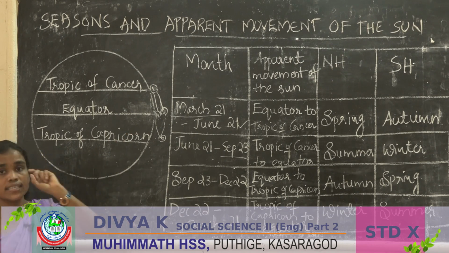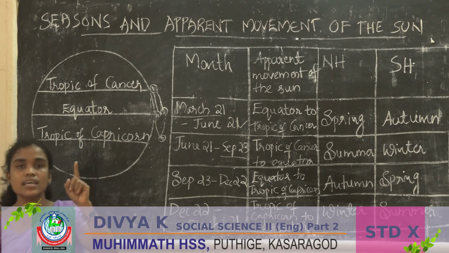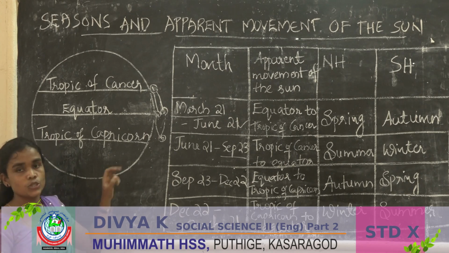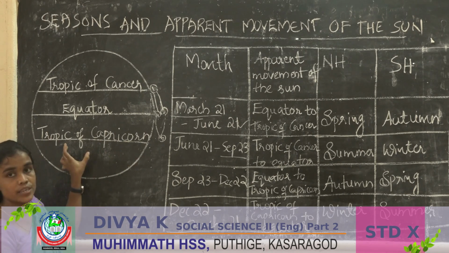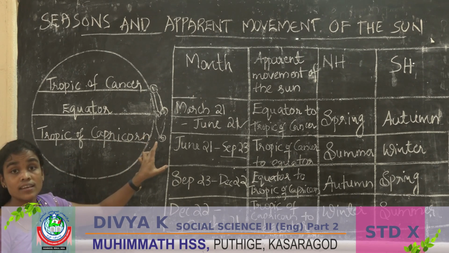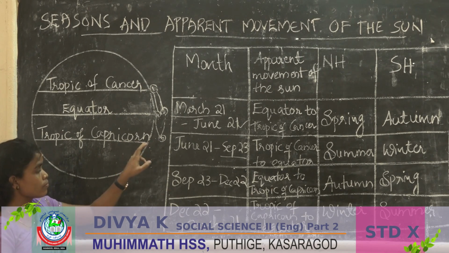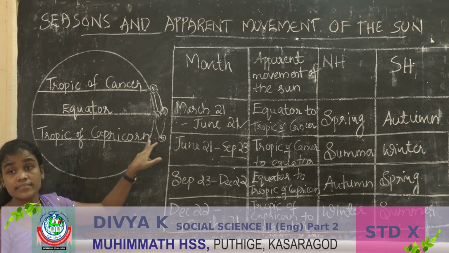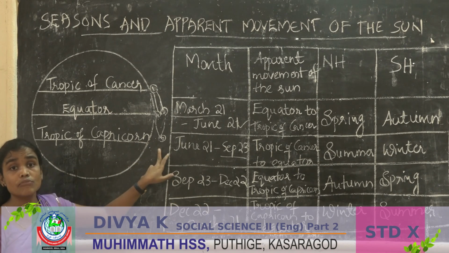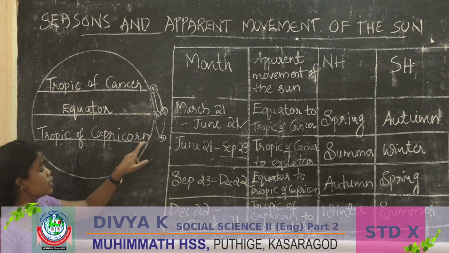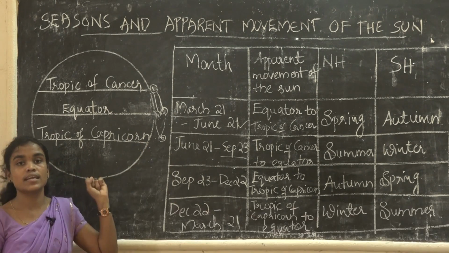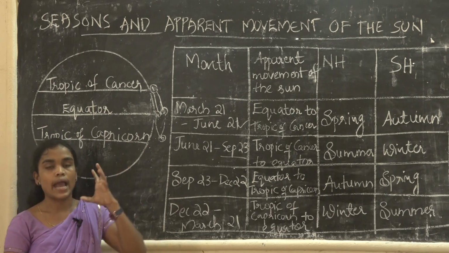Then let's discuss the remaining month, December 22. On December 22, the position of the sun is in where? In the southern hemisphere, in the Tropic of Capricorn. On December 22, the position of the sun is in the Tropic of Capricorn.